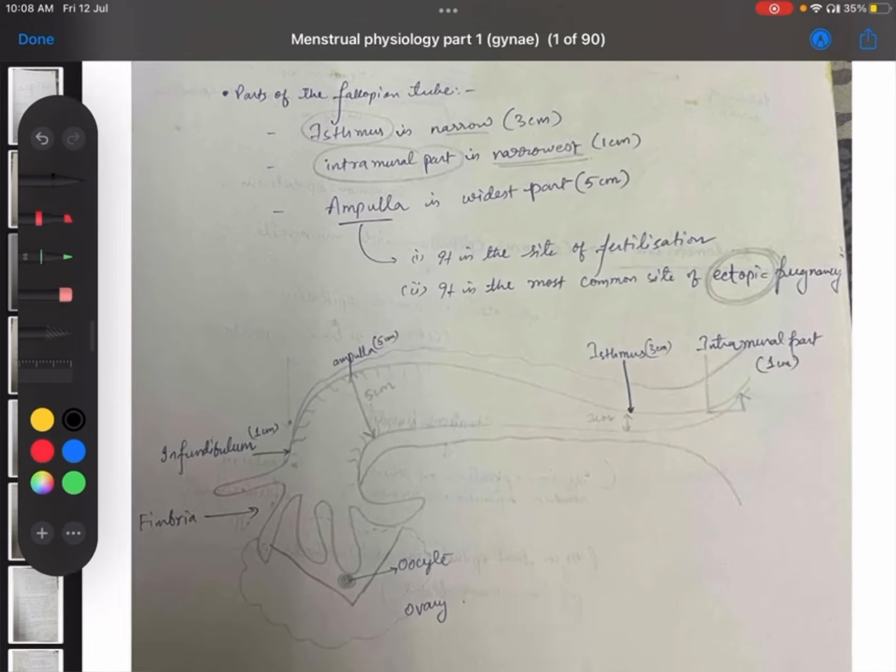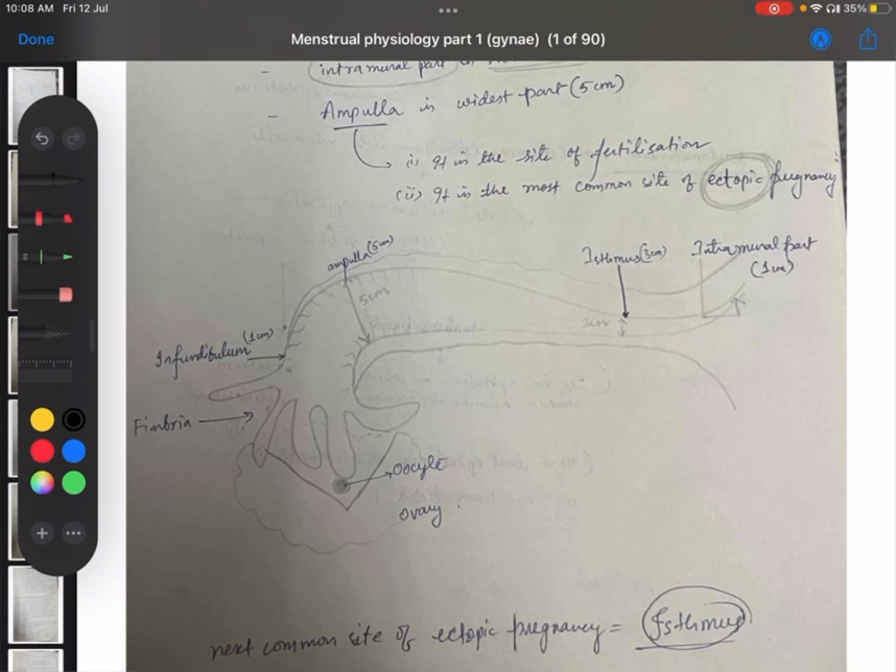Now let's understand the parts first. This is the structure of a mature female reproductive system, in which we can see this part is the intramural part. The intramural part is the narrowest part. Remember this, it is the narrowest part, 1 centimeter.